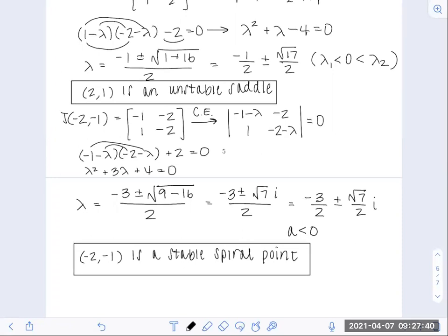So this concludes our notes for section 6.2, and that also concludes all we're going to discuss in chapter 6. Moving forward, we're just going to look at the first couple of sections of chapter 7, which cover Laplace transforms.